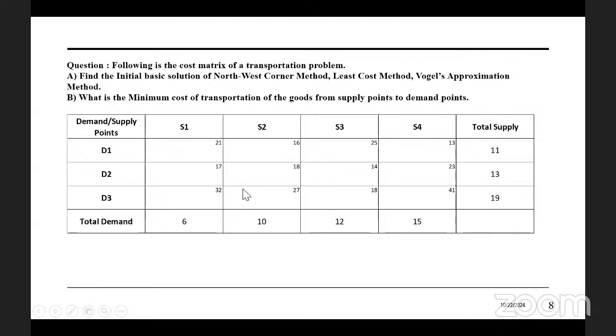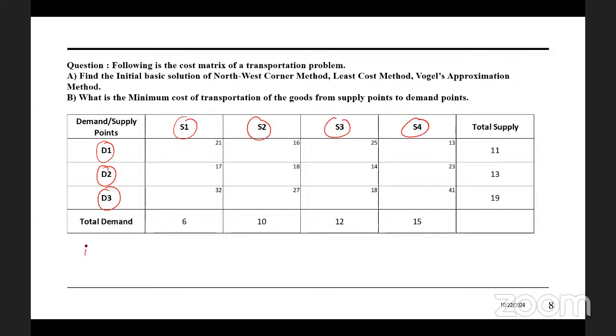So we'll go to the next set of questions, which is basically the transportation problem. So this is a transportation problem matrix. Now, the first part of the question is that we need to find the initial basic solution using the northwest corner method, the least cost method, and the Vogel's approximation method. And the second part of the question is, we need to find the minimum cost of the transportation of goods from supply points to demand points. Now, this is how a transportation problem matrix looks like, where D1, D2, D3 are the demand points, and S1, S2, S3, S4 are the supply points.